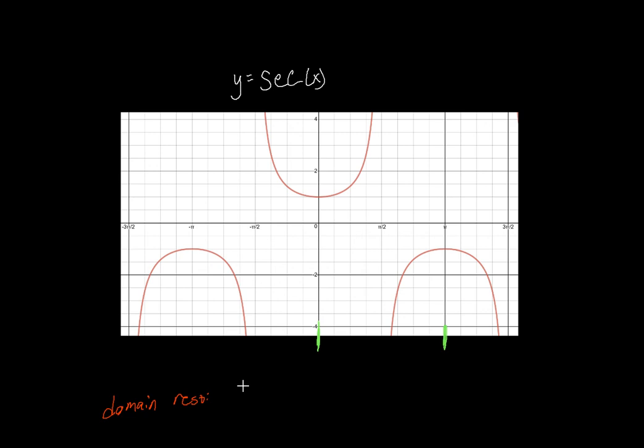restriction of 0 to pi over 2, because this is where we get that asymptote on this graph, where pi over 2 is not included, and then join it with pi over 2 to pi. So again, this says we've got that exact same domain restriction from cosine, from 0 to pi. But this time we want to not include that pi over 2 because we create an asymptote there.